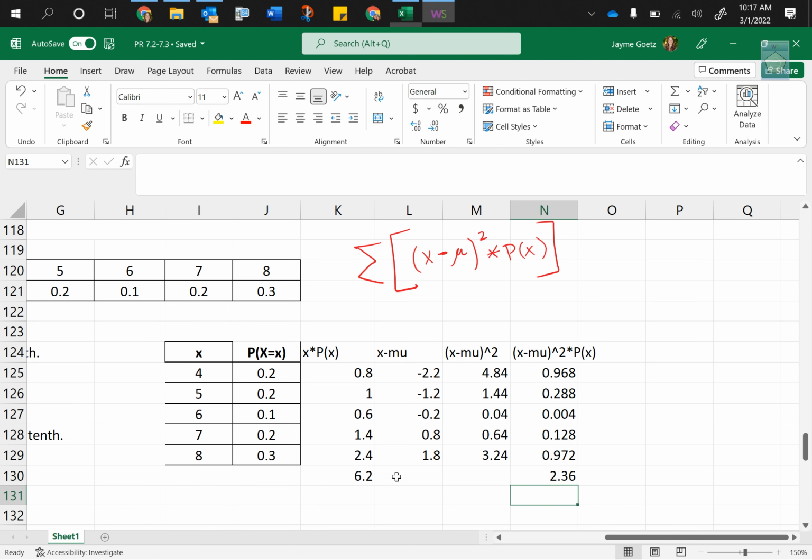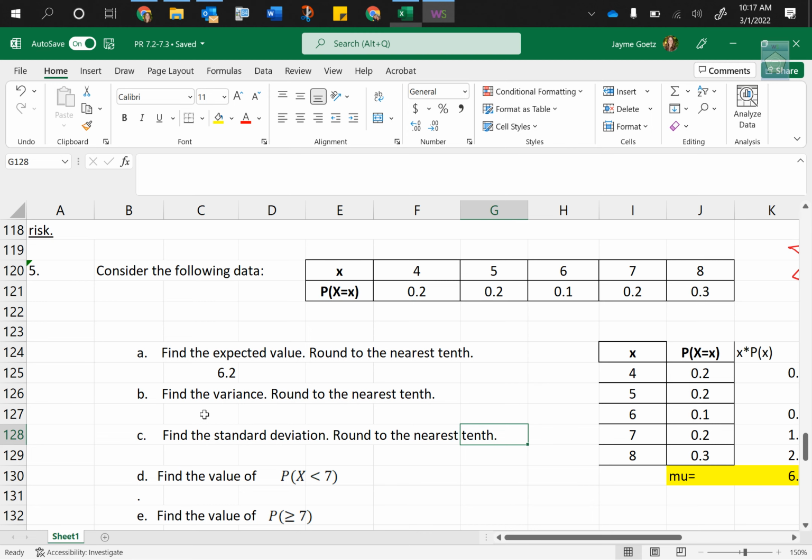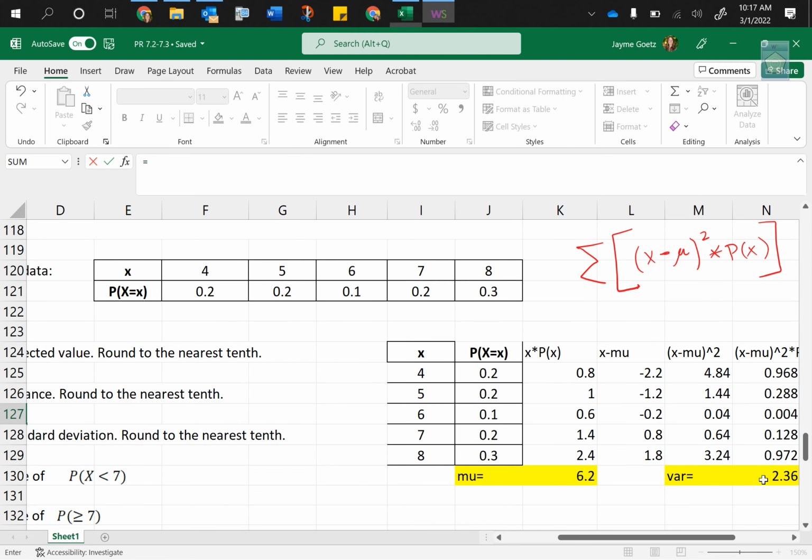Now, when you have a table like this and you just have numbers at the bottom, sometimes it's really hard to see what they are. So I always go ahead and label. I say this is my mu, this is my variance. Now, my variance is 2.36, so you can come over here and say equals my variance.